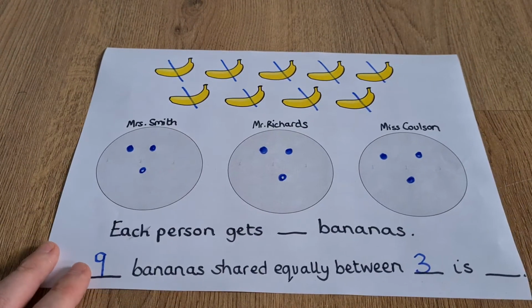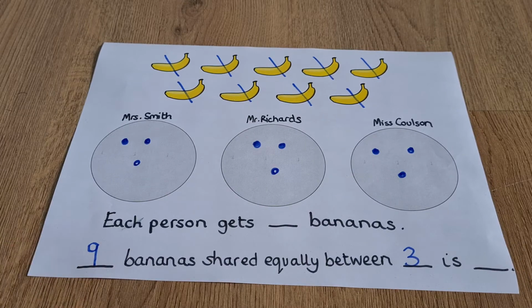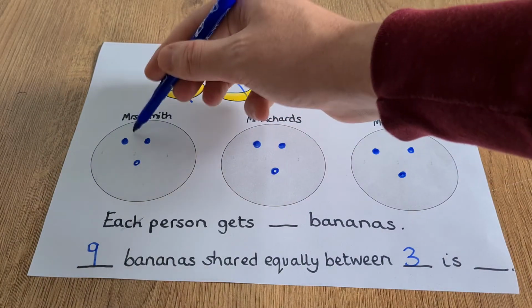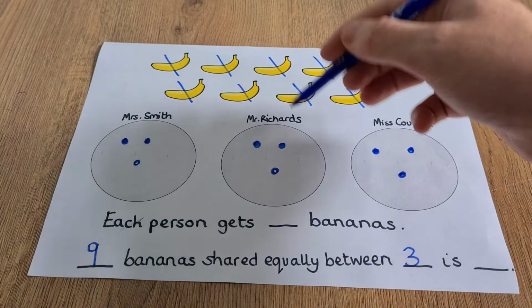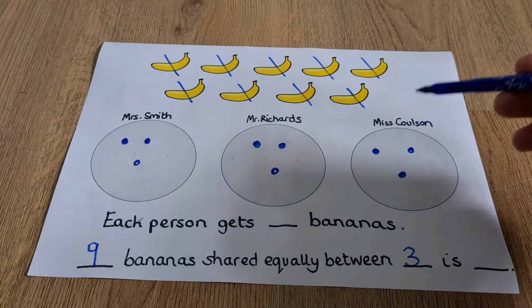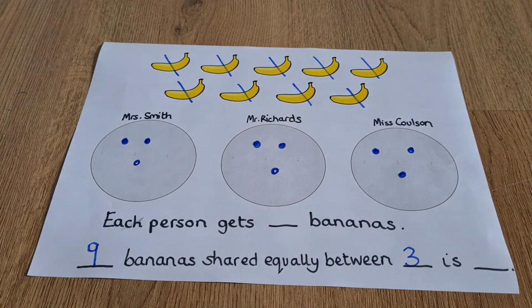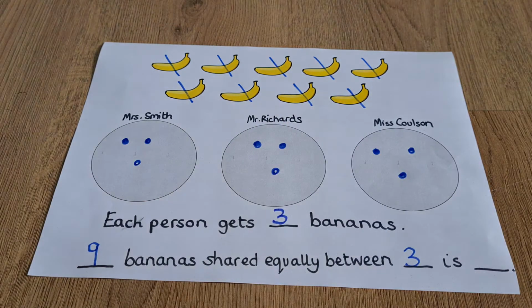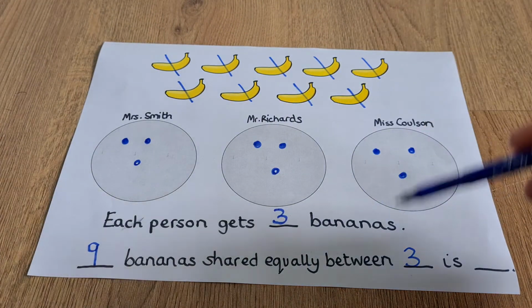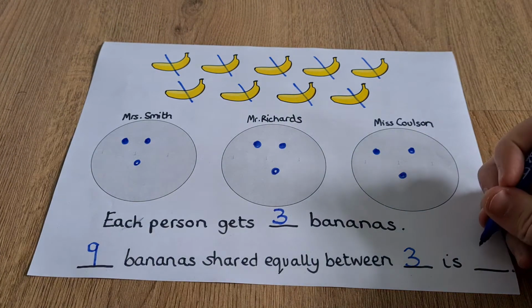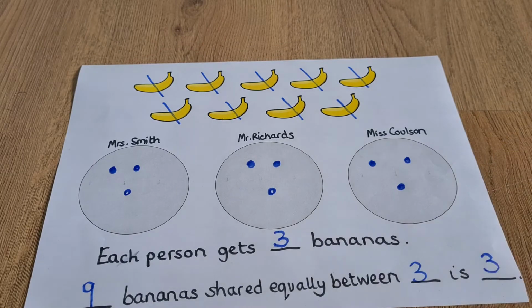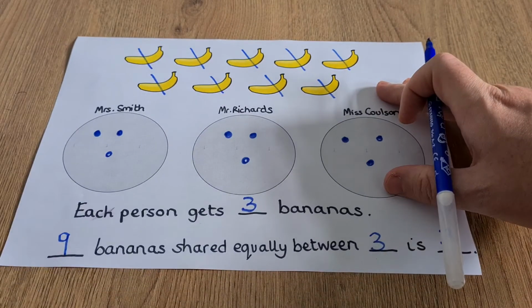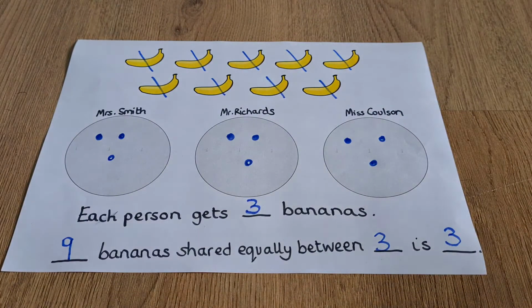So now to find out how many each person's got, I can count the dots. So Mrs. Smith's got 1, 2, 3. Mr. Richards got 1, 2, 3. And Miss Coulson has got 1, 2, 3. So it's all equal. Everyone's got the same. Each person gets 3 bananas. So 9 bananas shared equally between 3 is 3. Okay, so that's how to do it if we've got pictures.